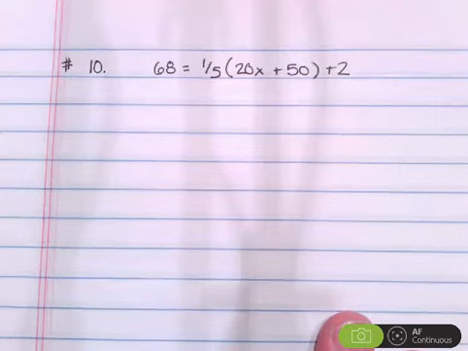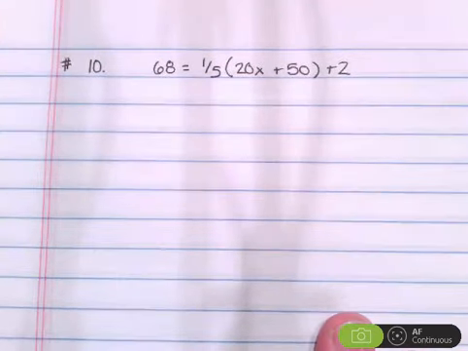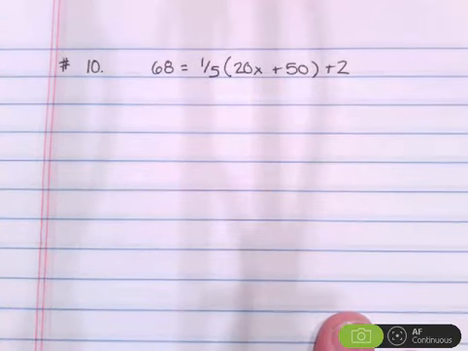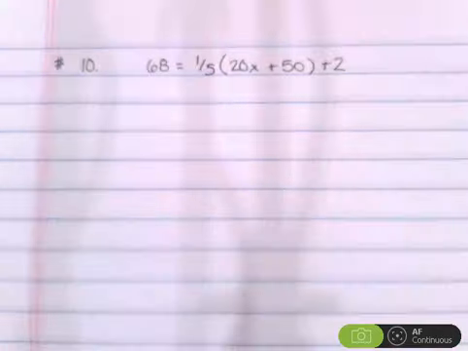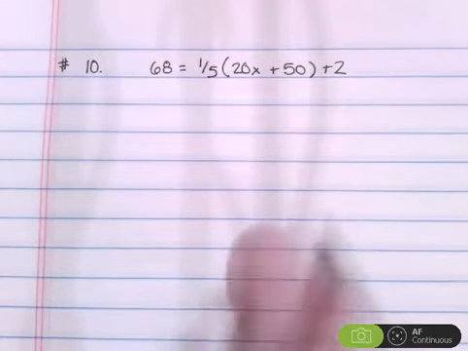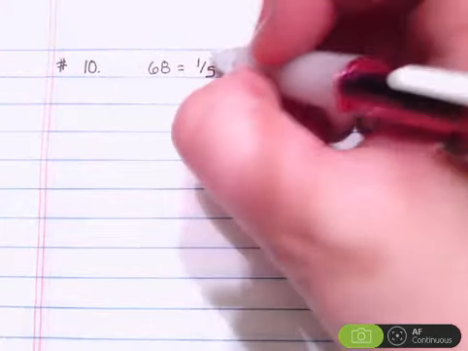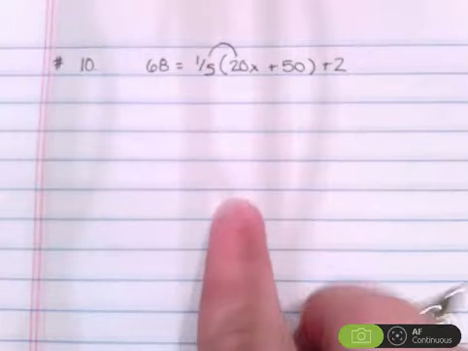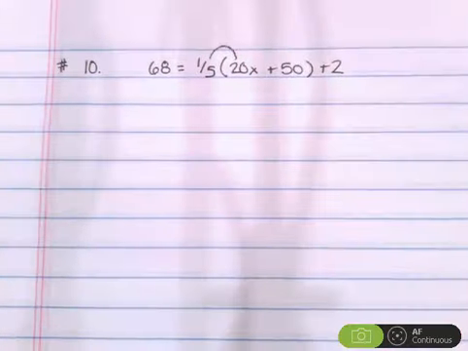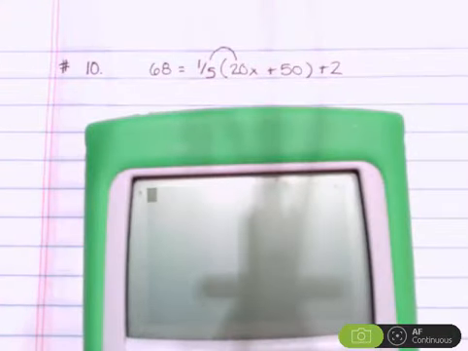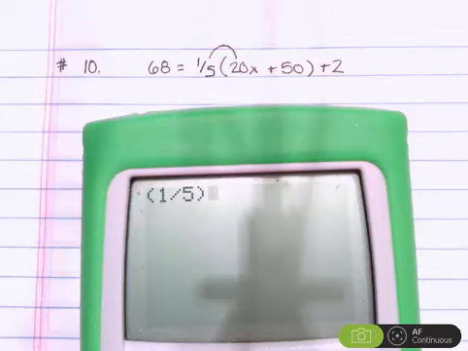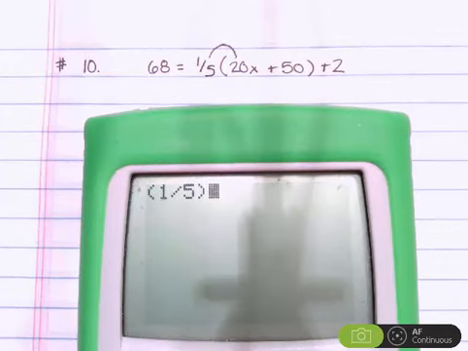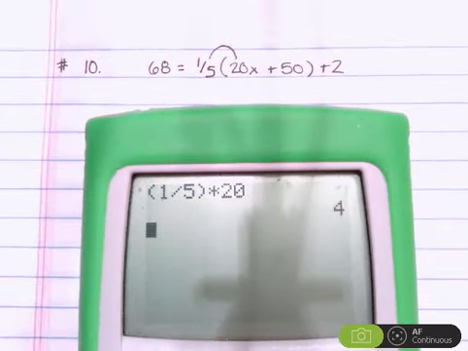Alright, this is number 10 on your quiz review for Algebra 1. The first thing you need to do is get rid of these parentheses. So in order to do that, we're going to distribute. I'm going to take this 1/5 and times it by 20x, which, if you don't know how to do by hand, remember you can type it into your calculator by putting your fraction in parentheses and then timesing by 20. And it will be 4.